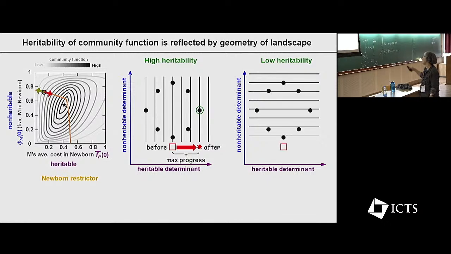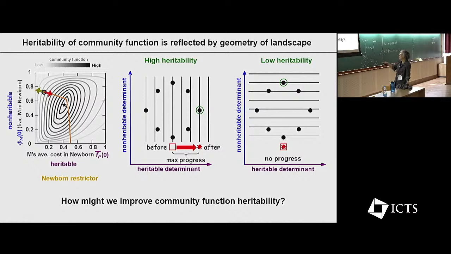So if we do the 8 again, which one would you select? The other person, your neighbor. Which one will you select out of this? Remember, the darker the line, the higher the community function. So you want to go for the darkest one, right? Which one would you choose? The one on the top, exactly right. So before and after are the same, you're not making any improvements. So no progress. So how might we improve heritability?